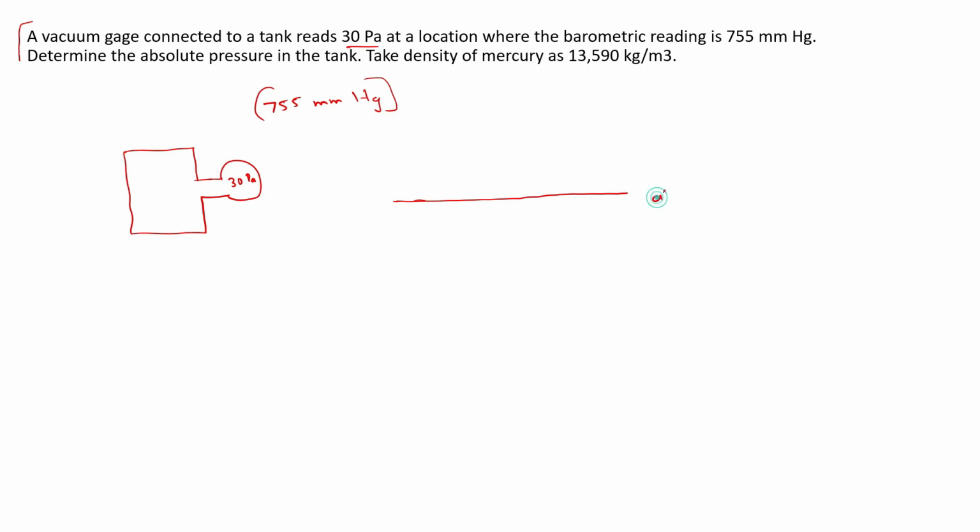In this lecture, we will do a problem on pressure. So the problem is a vacuum gauge is connected to a tank, and it reads 30 Pascal. So the vacuum pressure is 30 Pascal. And the atmospheric pressure, that is barometer reading, atmospheric pressure is 755 millimeter mercury. You need to find the absolute pressure in the tank. So you know that this is the atmospheric pressure.